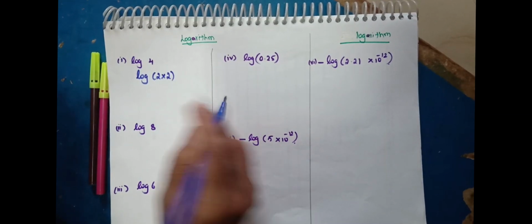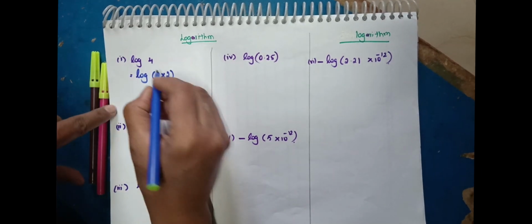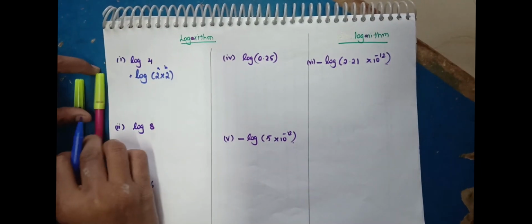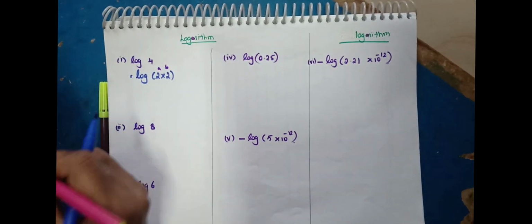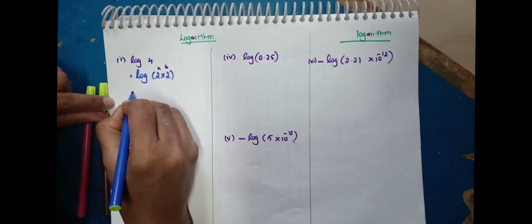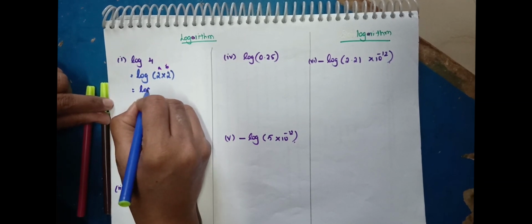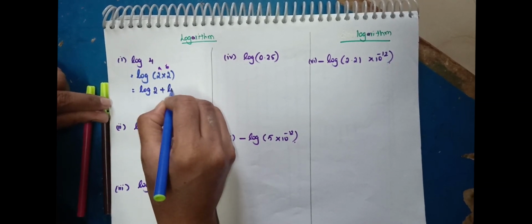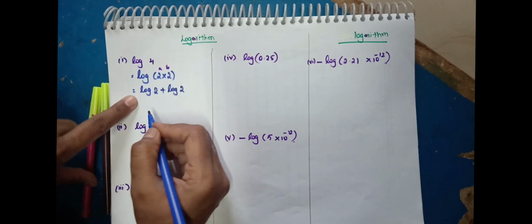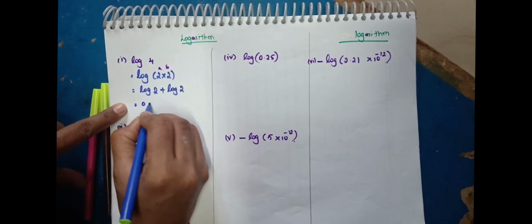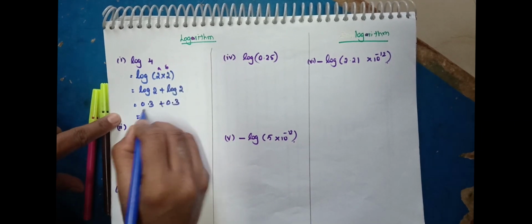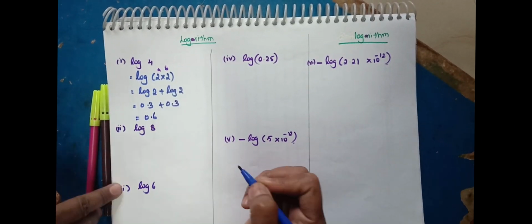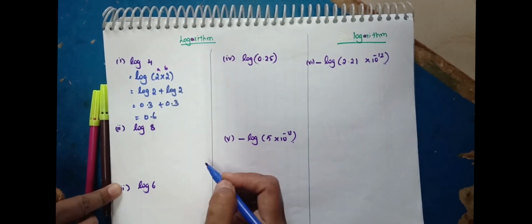So if it is 2 into 2, we have seen it is A into B format. So log of A into B means what we will do? Log A plus log B. So now we will change it as log 2 plus log 2. What is the value of log 2? It is 0.3 plus 0.3. Okay, so now it will change as 0.6. Fine. So log 4 value is 0.6.